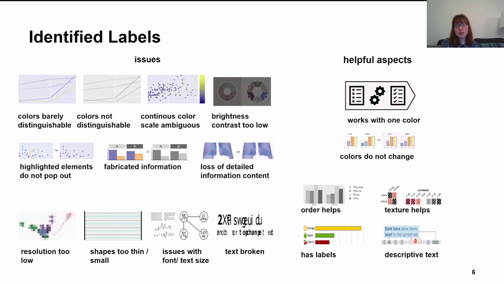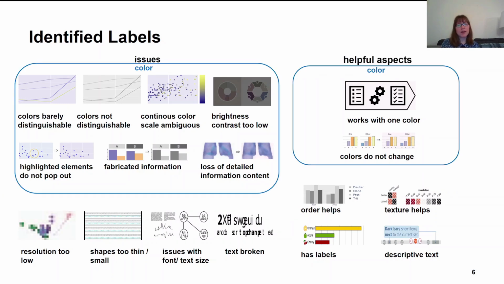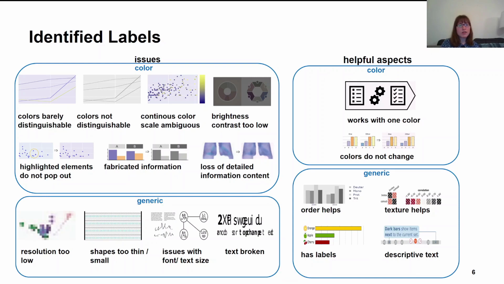We identified issues as well as helpful aspects which were related to color or rather generic. As an example of a color issue, it was problematic if highlighted elements did not pop out anymore because of the color change. While it was helpful if an image could convey meaning by just using one color. If an image appeared to be blurred or pixelated because of its resolution, it was a generic issue. Generic helpful aspects, on the other hand, often refer to double encoding information, such as using texture in addition to color.